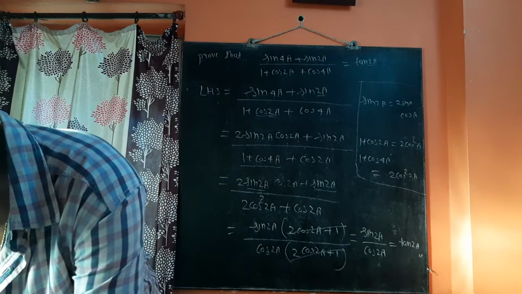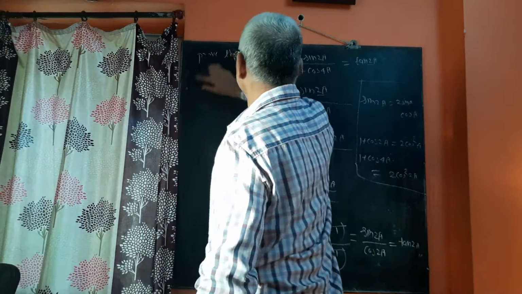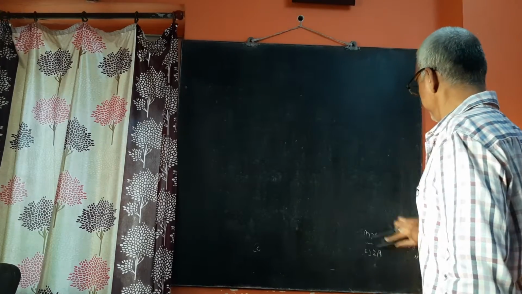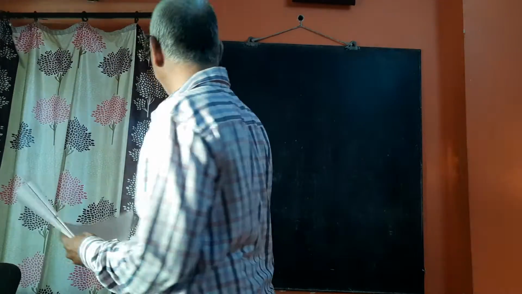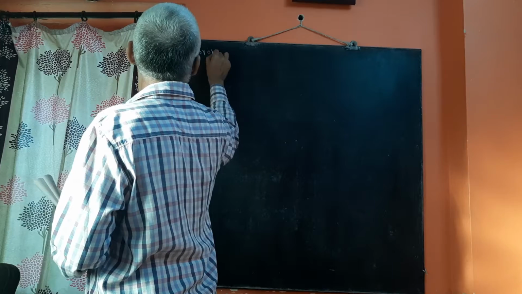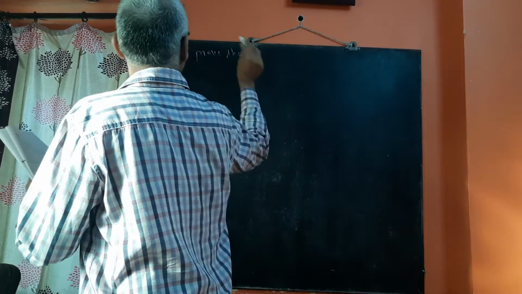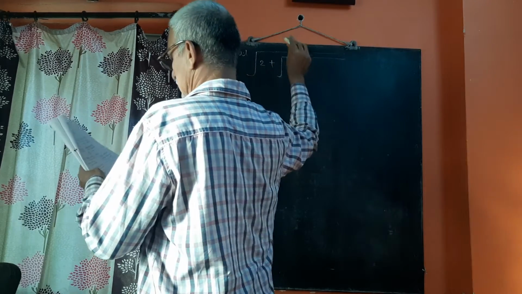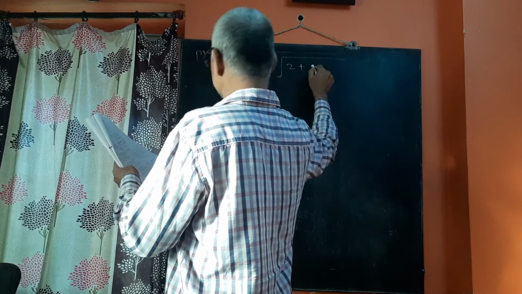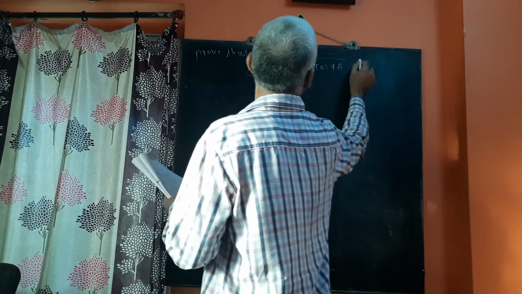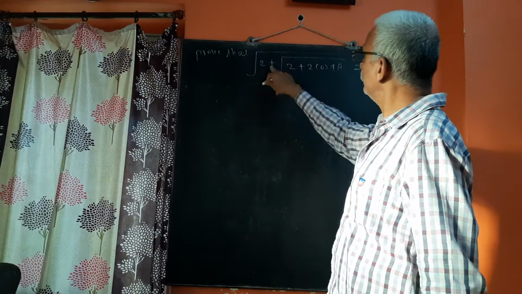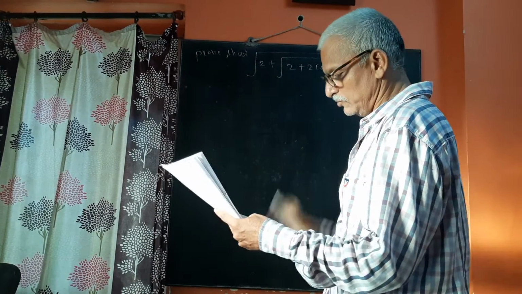Let us solve the next problem. Prove that square root of 2 plus square root of 2 plus 2 cos 4a is equal to 2 cos a.